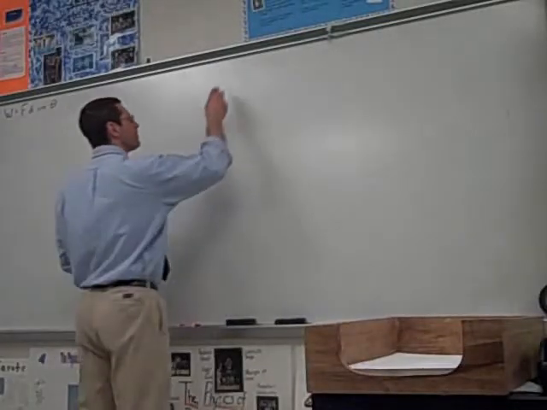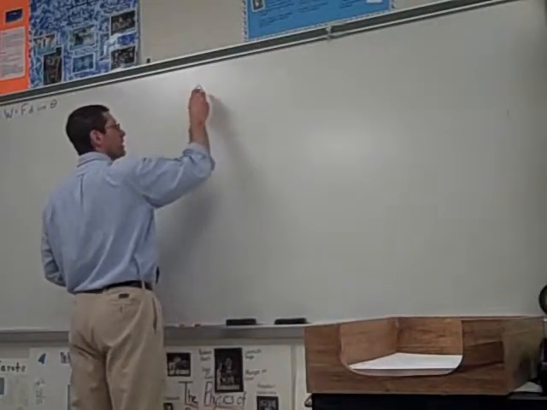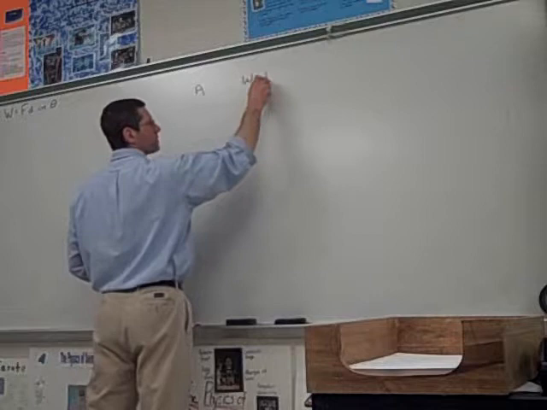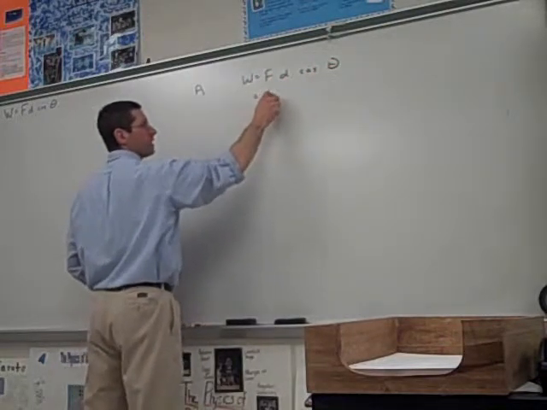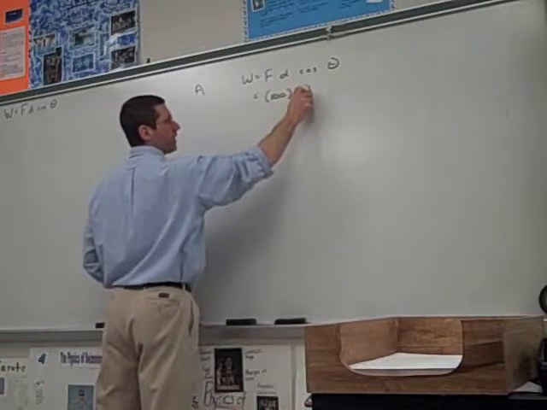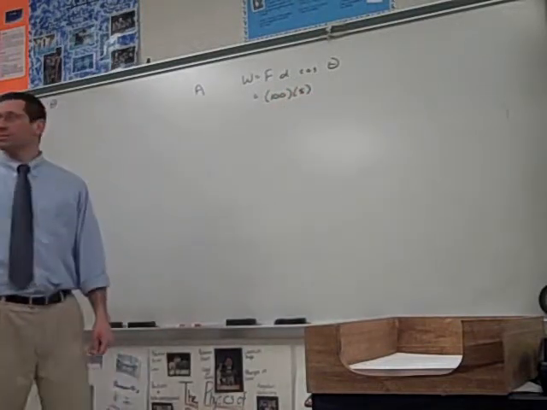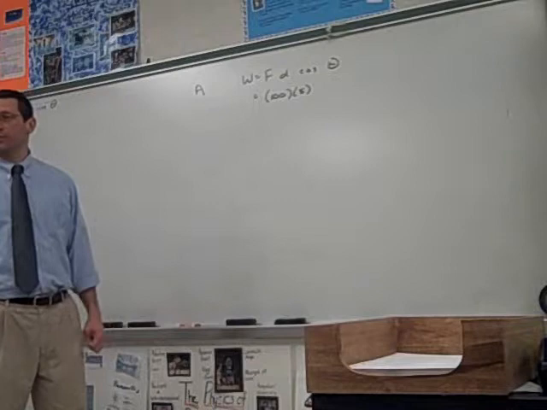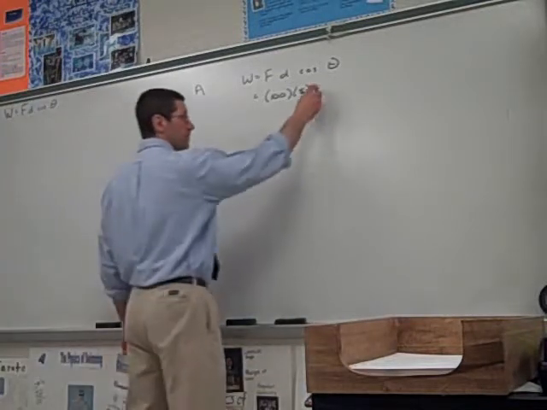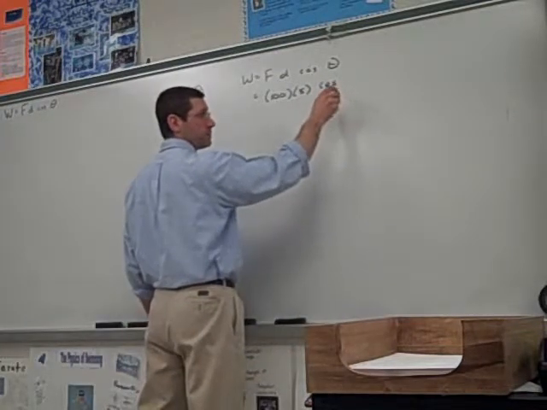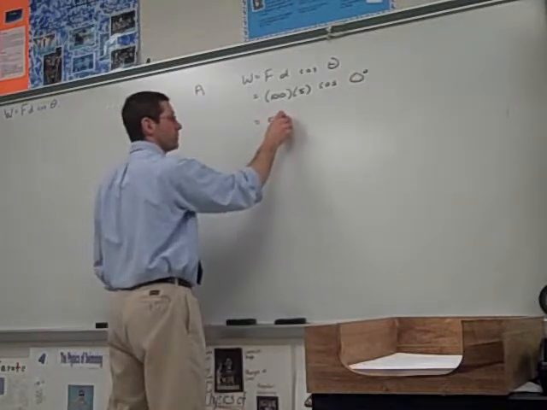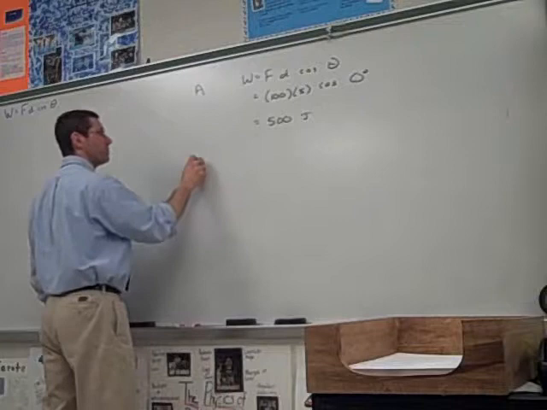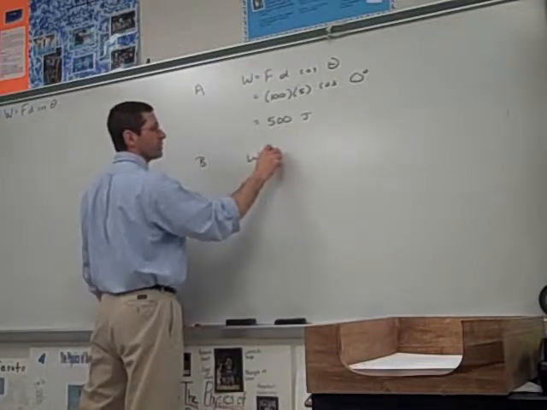All right, part A. Our equation is work equals F d cosine theta. The force in A is 100, the displacement is 5. What is the angle between the direction of the force and the displacement? It's 0, right? They're both in the same direction, going that way. So that's 500 joules.